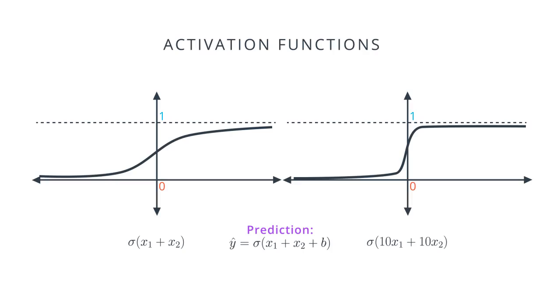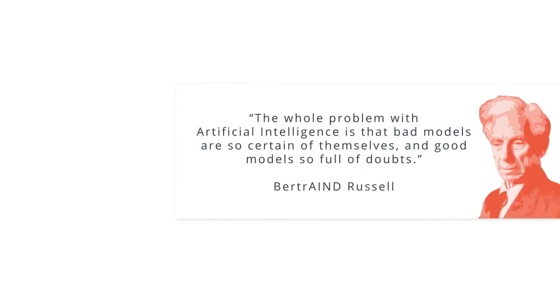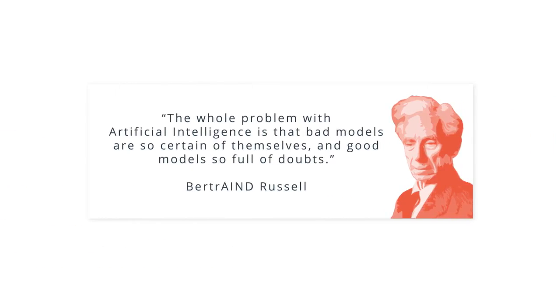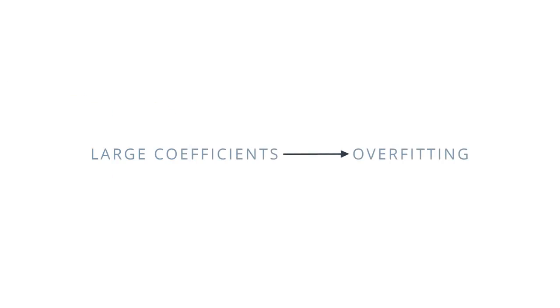In a conceptual way, the model on the right is too certain, and it gives little room for applying gradient descent. Also, as we can imagine, the points that are classified incorrectly in the model on the right will generate large errors, and it'll be hard to tune the model to correct them. This can be summarized in the quote by the famous philosopher and mathematician Bertrand Russell. The whole problem with artificial intelligence is that bad models are so certain of themselves and good models are so full of doubts.